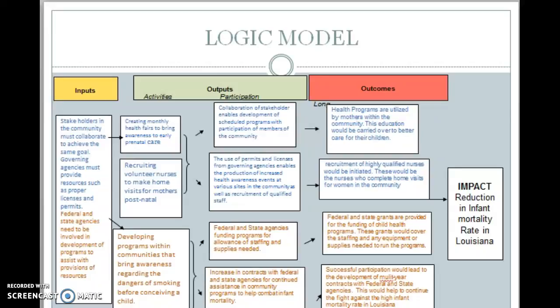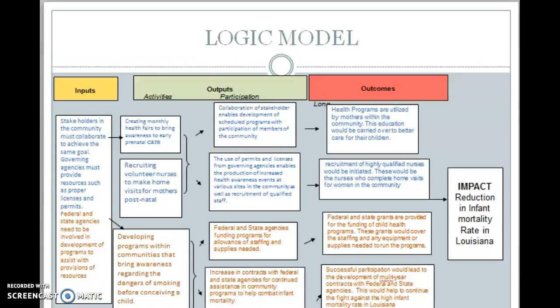Stakeholders in the community must collaborate to achieve the same goal. Governing agencies must provide resources such as proper licenses and permits. Federal and state agencies need to be involved in the development of programs to assist with provision of resources.